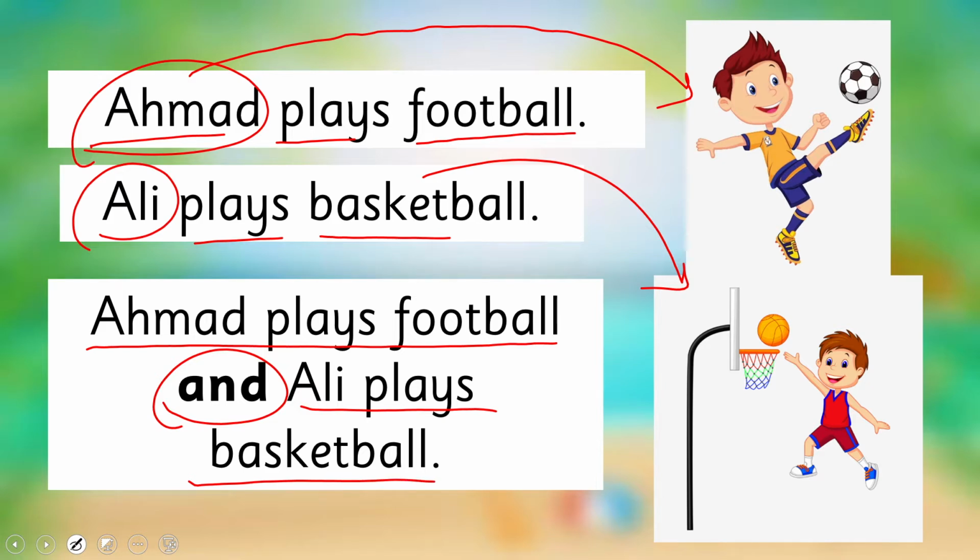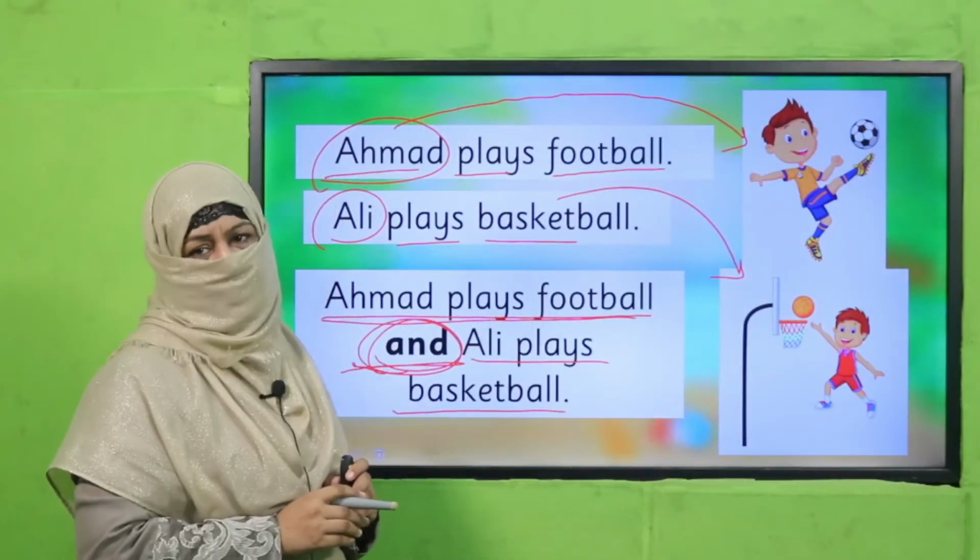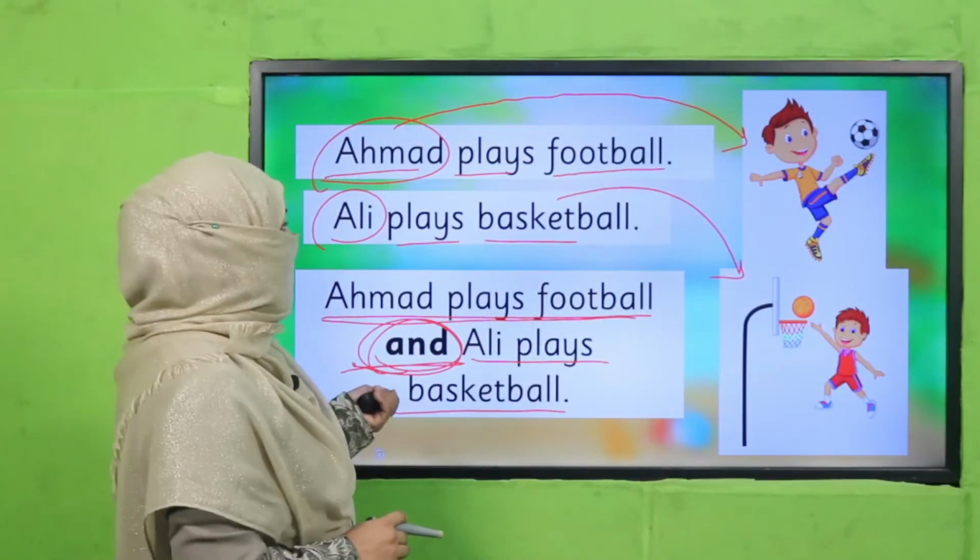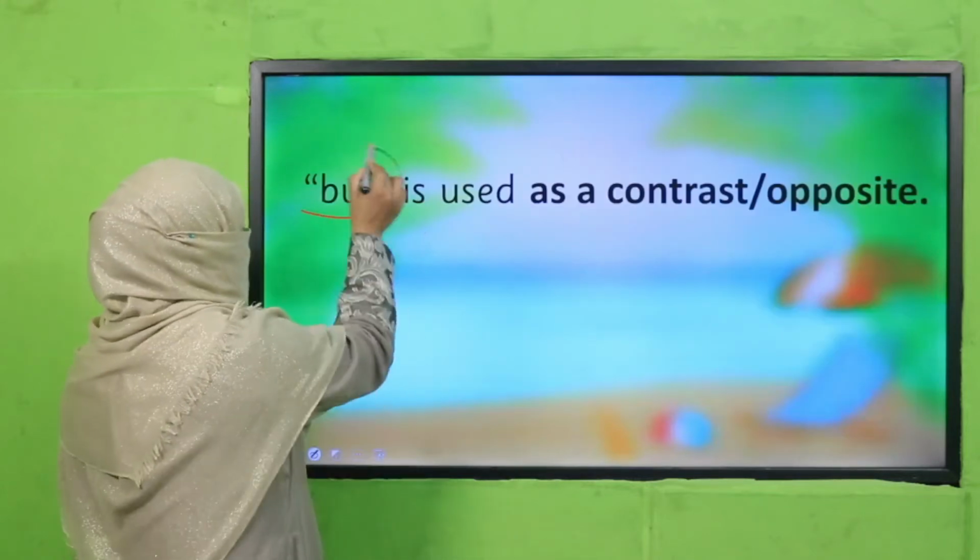So beta, and is used when we are joining words or sentences by adding. Like, Ahmad plays football. I did not stop here. I want to add in this sentence. I want to say more. I want to write more. So in continuity of this sentence, I will use this conjunction and I will write rest part. Ali plays basketball. This is how we join two sentences by adding and as conjunction. Are you clear? Okay.